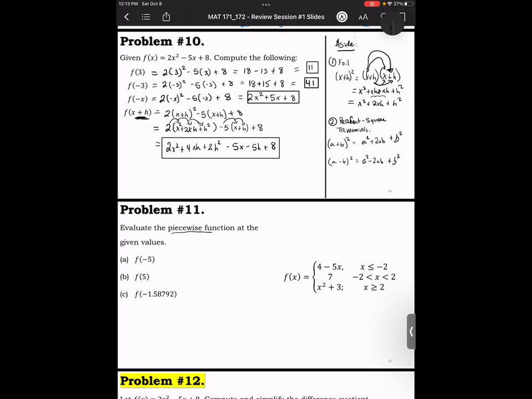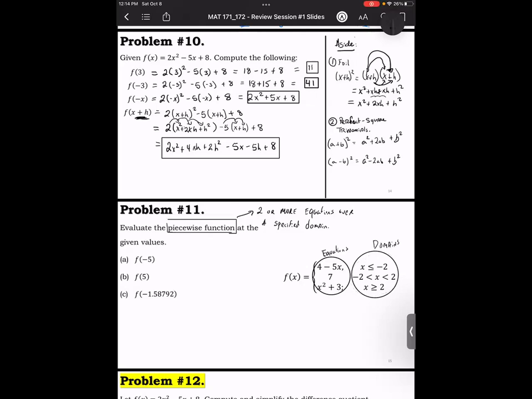A piecewise function consists of multiple equations, usually we say 2 or more, over a specified domain. So when you look at the function f of x, it consists of multiple equations. Here they are. And here are the domains for each of your equations.